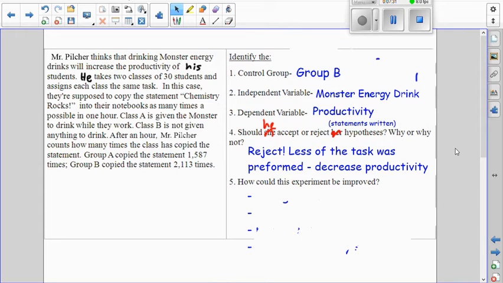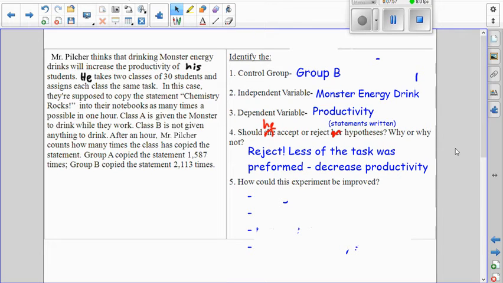Okay. Any thoughts on how we could maybe improve this experiment, though? There's many right answers to this. Any thoughts? Yeah, Zach, what you got? Do it with more classes. Why would more classes be better? Because maybe Group B is just way more focused all the time instead of Group A. Maybe Group A was lazy, so you need more classes.